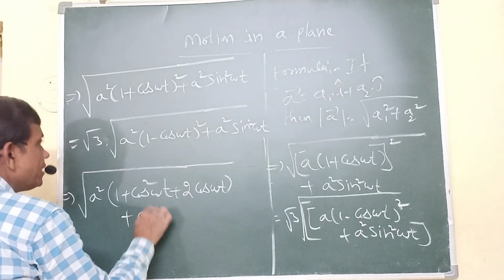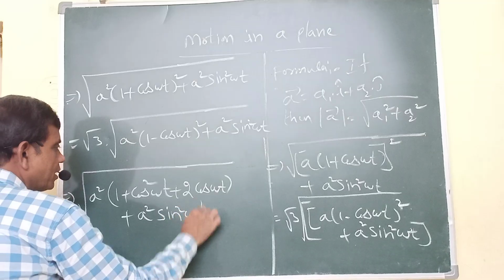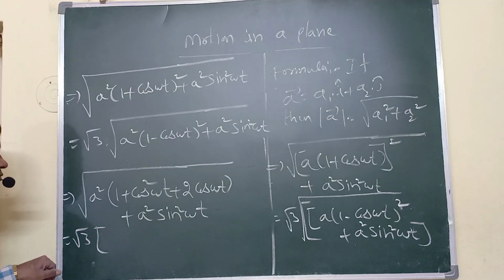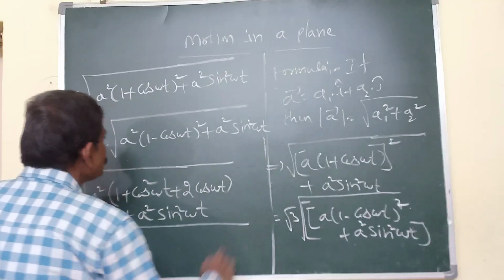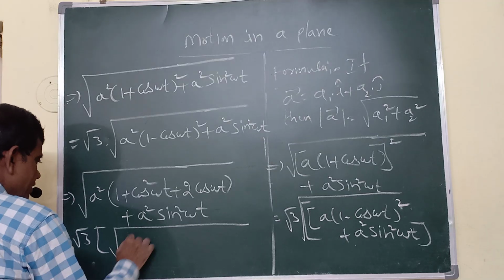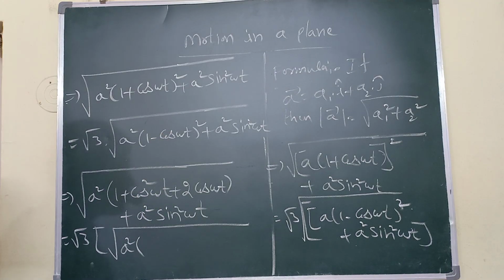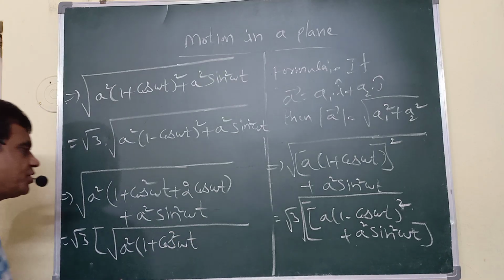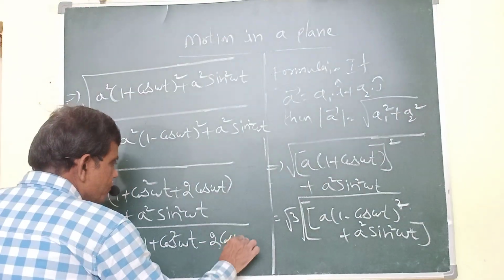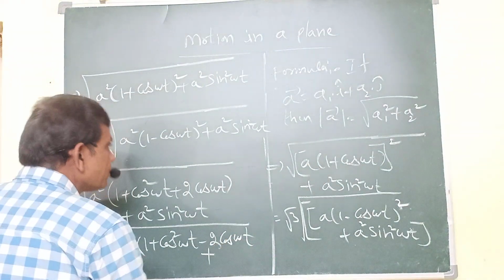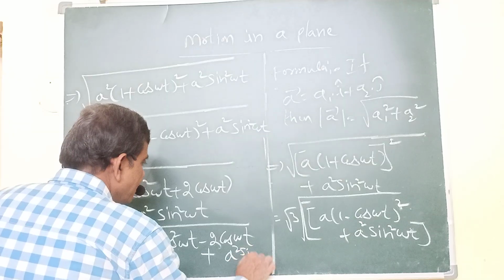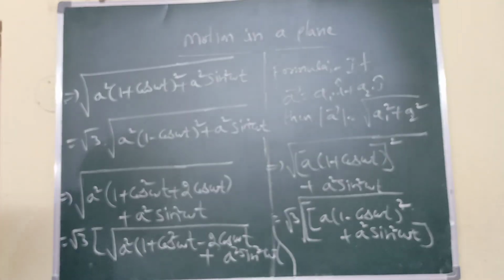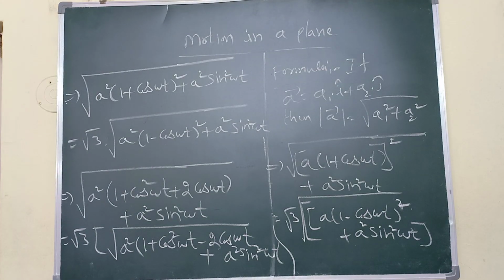Plus A square sin square omega t, that equals root 3 into, again square root of, this also I am writing directly. A square into (A minus B) whole square, A square plus B square minus 2AB: 1 square, 1 plus B square cos square omega t minus 2 into 1 into cos omega t, plus A square sin square omega t.